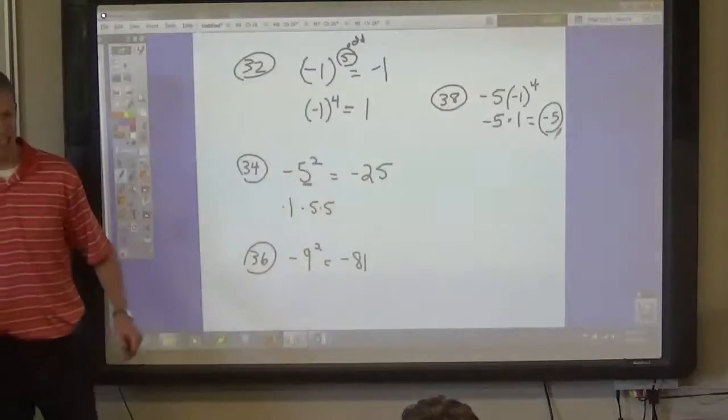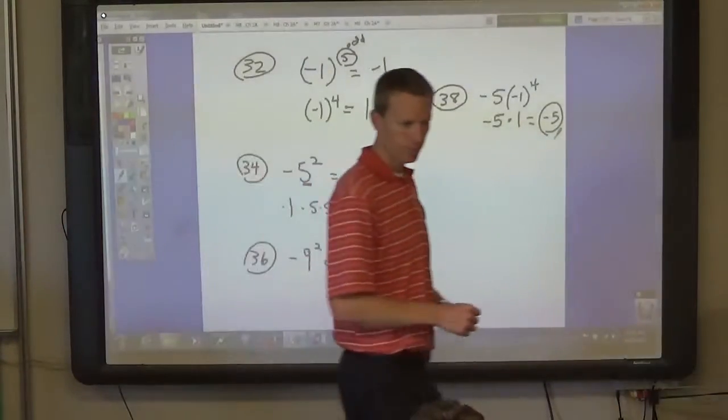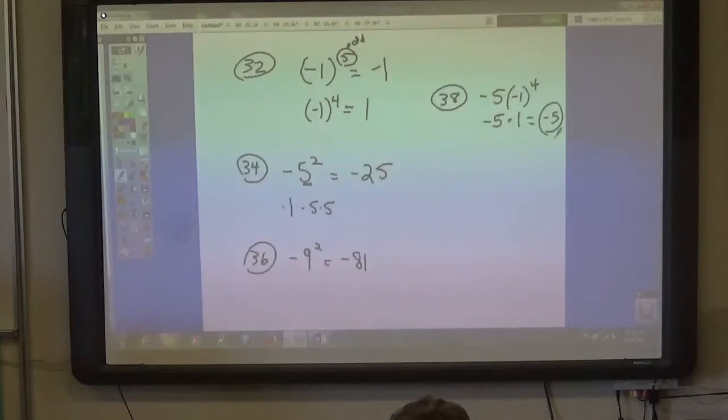Any questions on this concept? You guys understand you're looking for parentheses, right? Yeah. If there's parentheses, it puts the negative sign with the base. Okay? That's it.